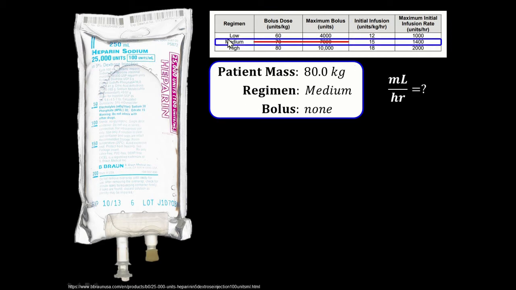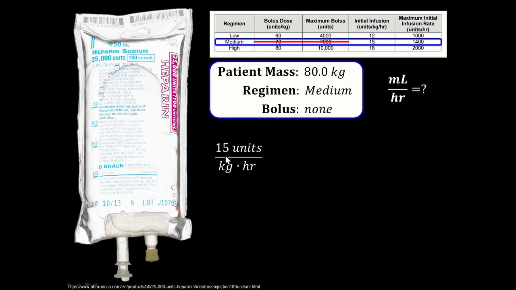Okay, so here's the doctor's orders. We're going to do a medium regimen, no bolus, but the initial infusion rate is going to be 15 units of heparin per kilogram for the person per hour. And we want to make sure we don't go past a maximum of 1,400 units per hour. Okay, so whatever I need to do with these numbers that are shown here, I need to get milliliters in the numerator and hours in the denominator. And I just got to manipulate these numbers.